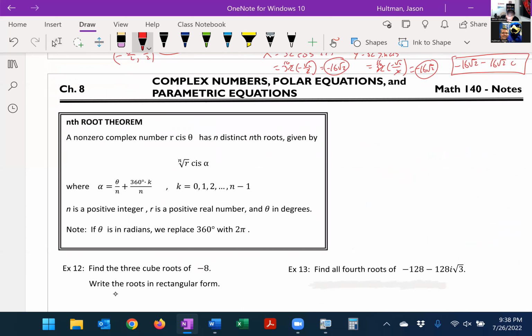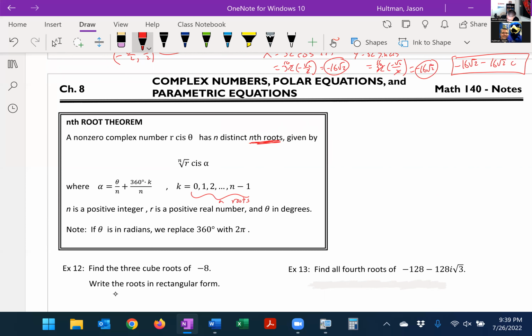The nth root: think of a non-zero complex number r CIS theta. It has n distinct nth roots given by the nth root of r CIS alpha, where alpha equals theta divided by n plus 360 times k over n, where k equals 0 to n minus 1. There are n values, it's just we start with 0 instead of 1. So we're going to get n roots.